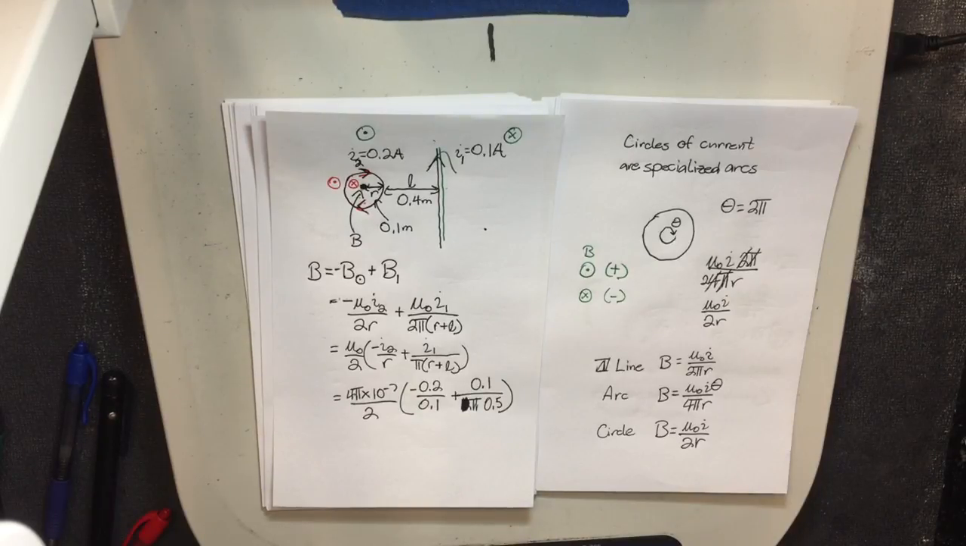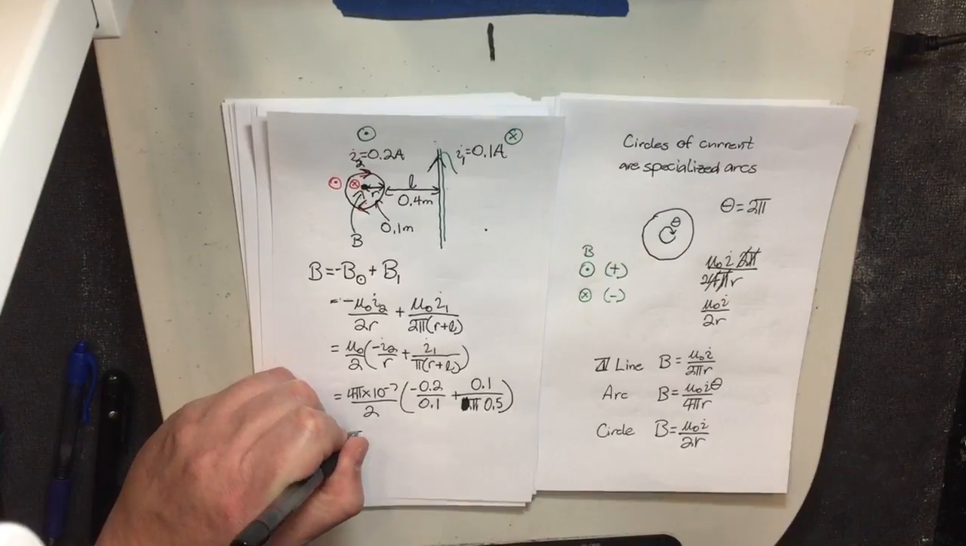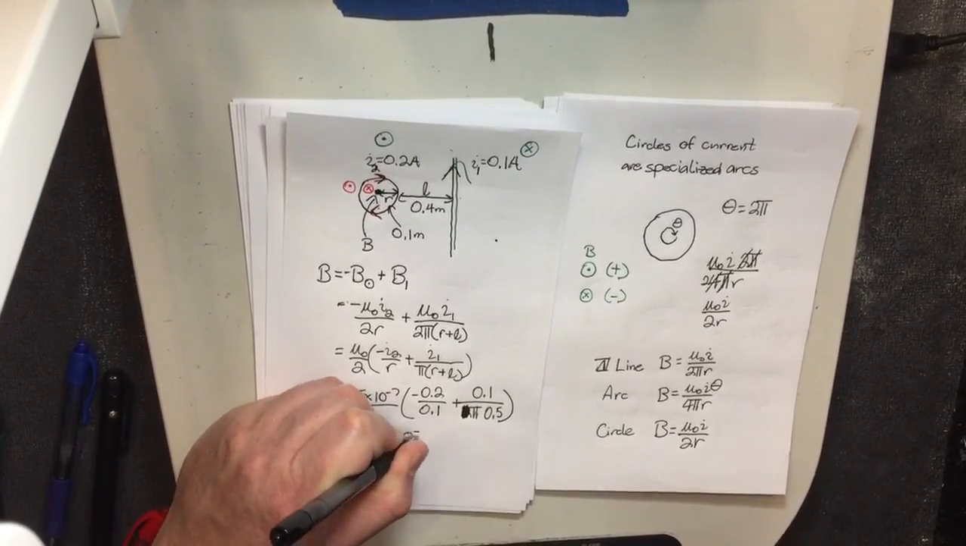So this becomes negative 0.2 over 0.1 is 2, negative 2. We add 0.1 divided by pi times 0.5. Divide by 2, and then divide by 4 pi times 10 to the negative 7. All right, and I get, whoa. No, I did it the wrong way, hold on. And I get negative 6.1 times 10 to the negative 7 Tesla.